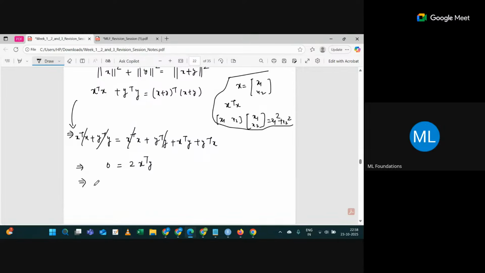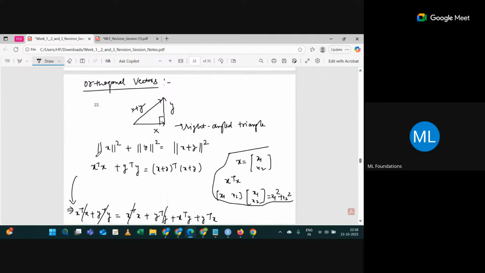Now from here, what else can I say? x transpose y equals 0. This is the definition of orthogonality. To check whether two vectors are orthogonal or not, you have to check their dot product, basically whether x transpose y is equal to 0 or not. Or else you can check whether norm of x squared plus norm of y squared is equal to norm of x plus y squared or not.